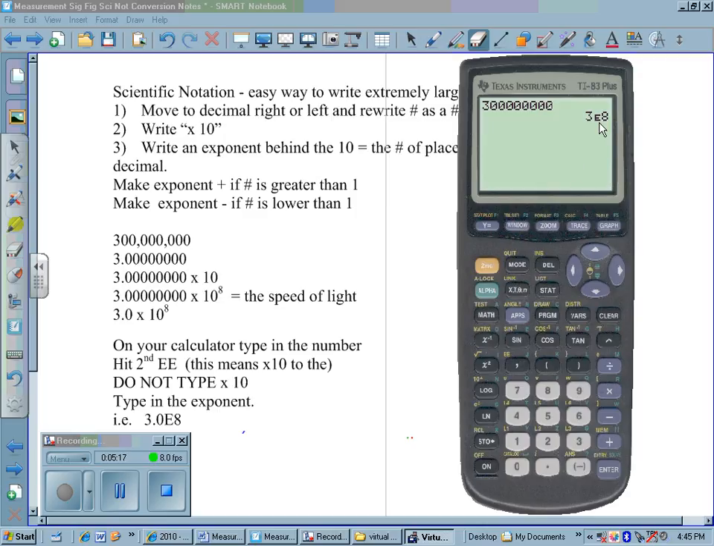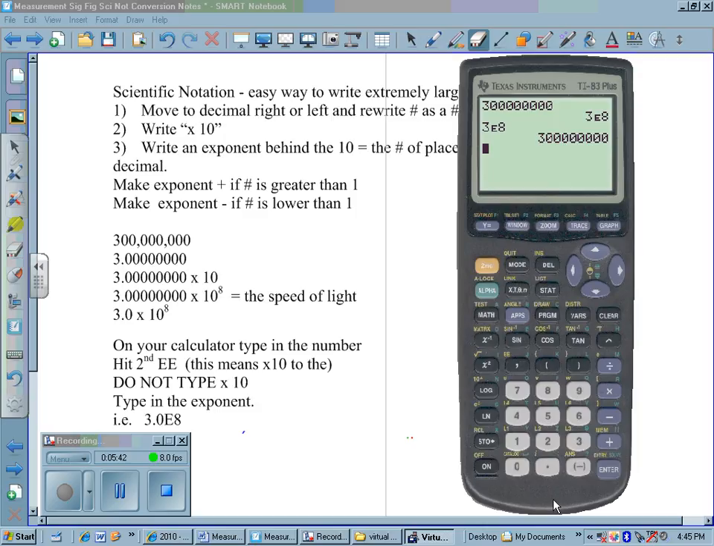So that means 3 times 10 to the 8th. Now you can also go backwards. If I put in 3, second EE, now remember that means times 10 to the 8th, I can have the calculator put it in normal notation. So I go up to mode, and I say, I want you to put that in normal notation for me. So we're going to clear that out, hit enter, and now it puts it back as a normal number.